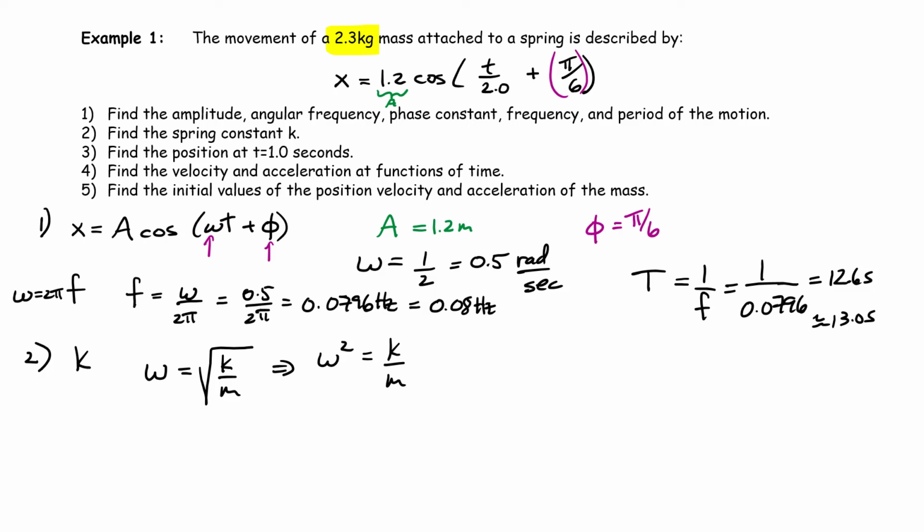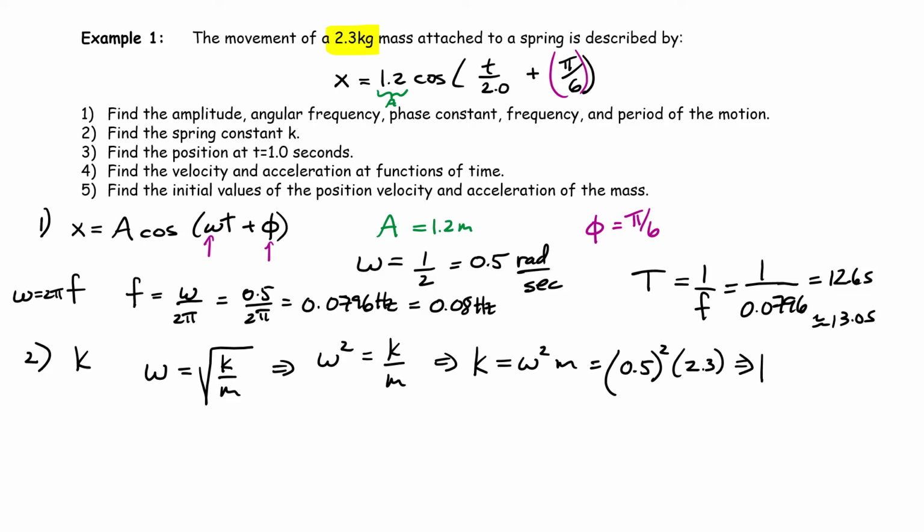Now I want to get k by itself. So again, we're going to do one more step, bring the mass to the other side. So an equation for the spring constant, if you know the angular frequency, is simply omega squared times m. So now we substitute our values. My omega was 0.5. Square that, and now multiply by the mass, which is 2.3 kilograms.